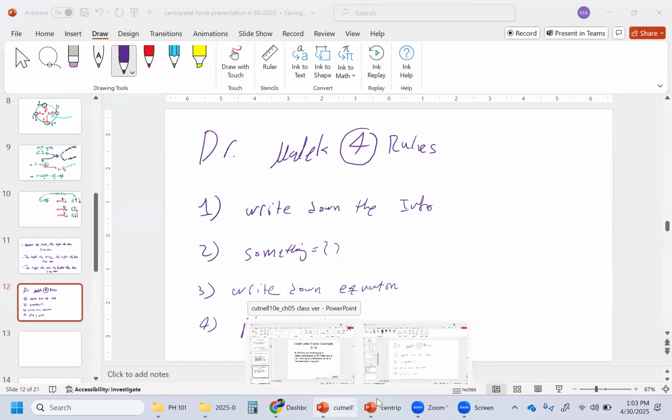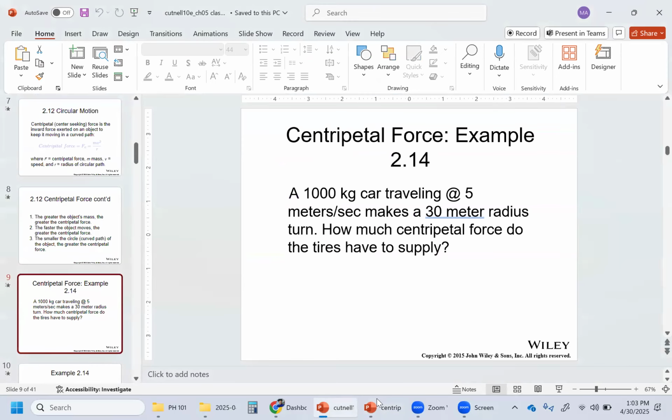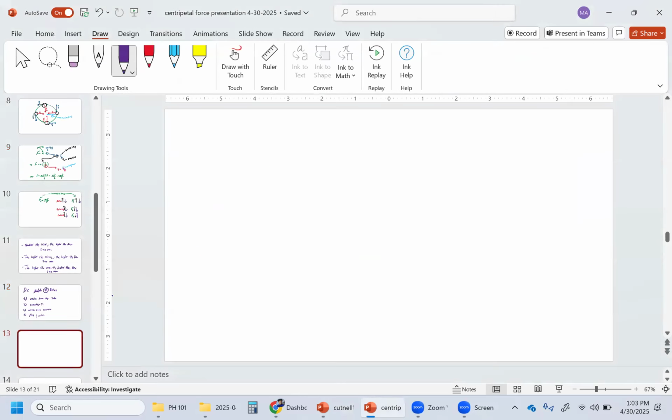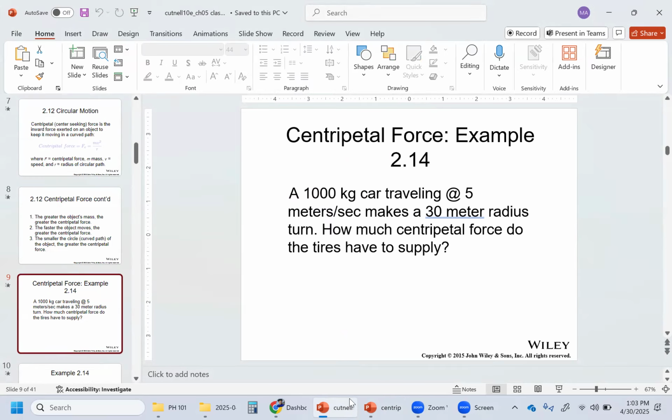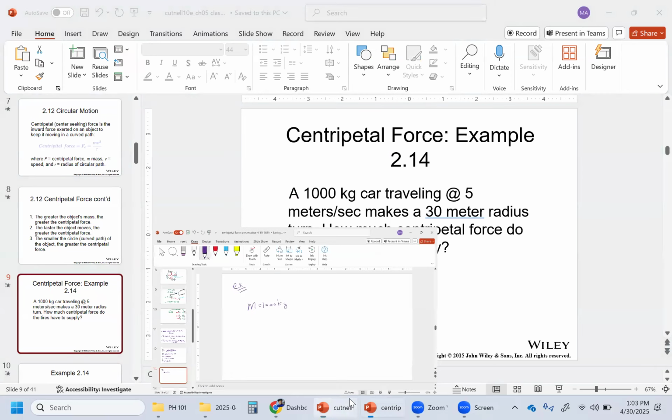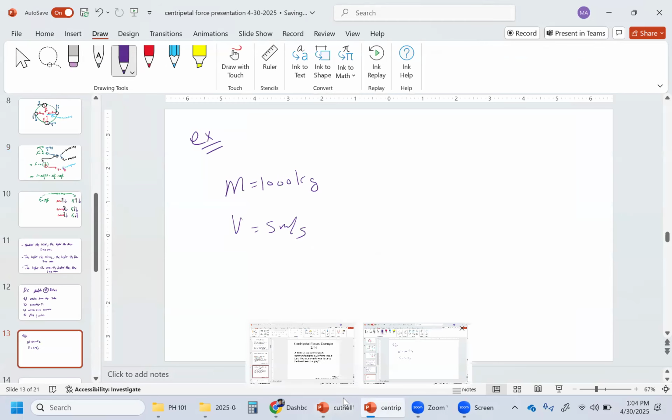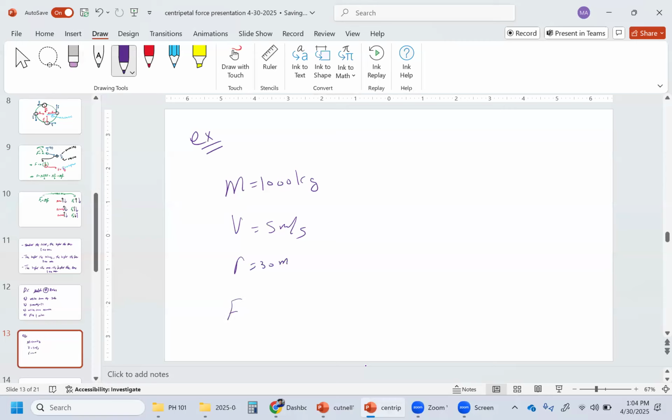So let's take a look at our question over here. You have a 1,000 kilogram car traveling at 5 meters per second on a 30 meter radius turn. How much centripetal force do the tires have to supply? Well, our first piece of information is the mass. Your mass is going to equal 1,000 kilograms. What else do we have? Our velocity is 5 meters per second. And then our 30 meter radius turn, that is our radius. So R equals 30 meters. And we are looking for your centripetal force.